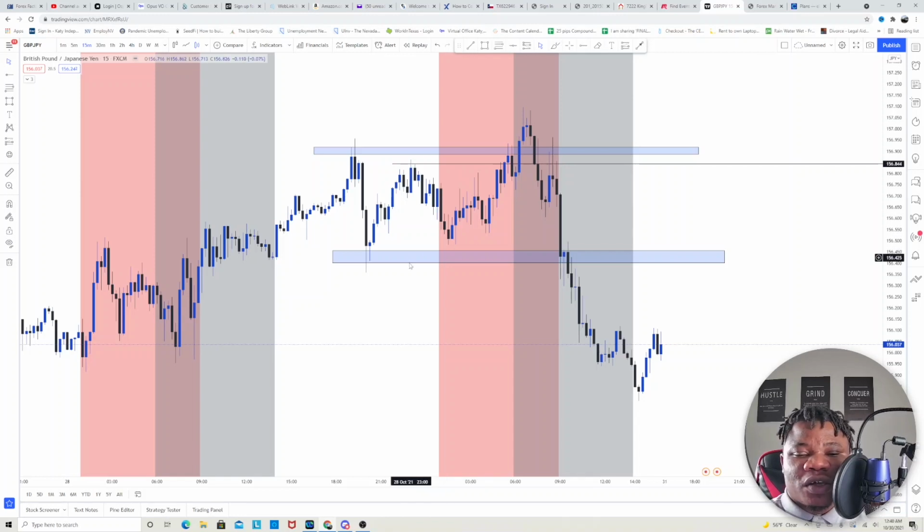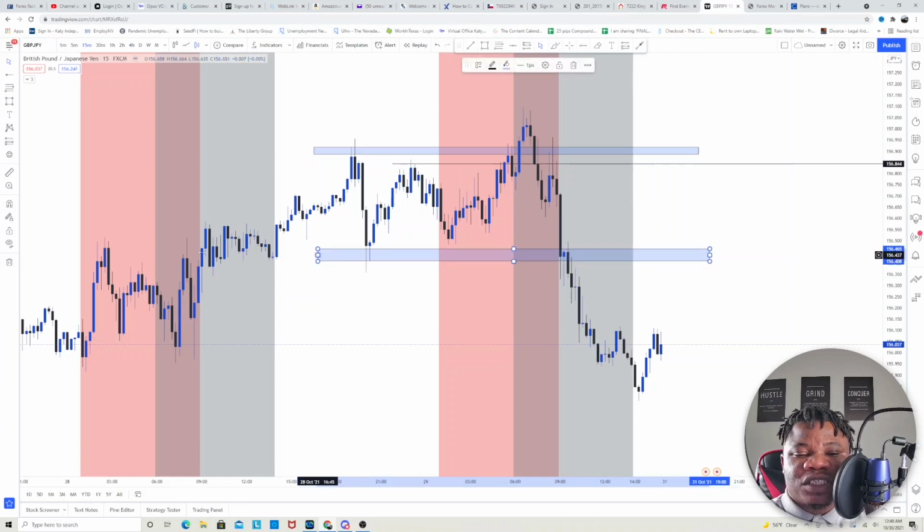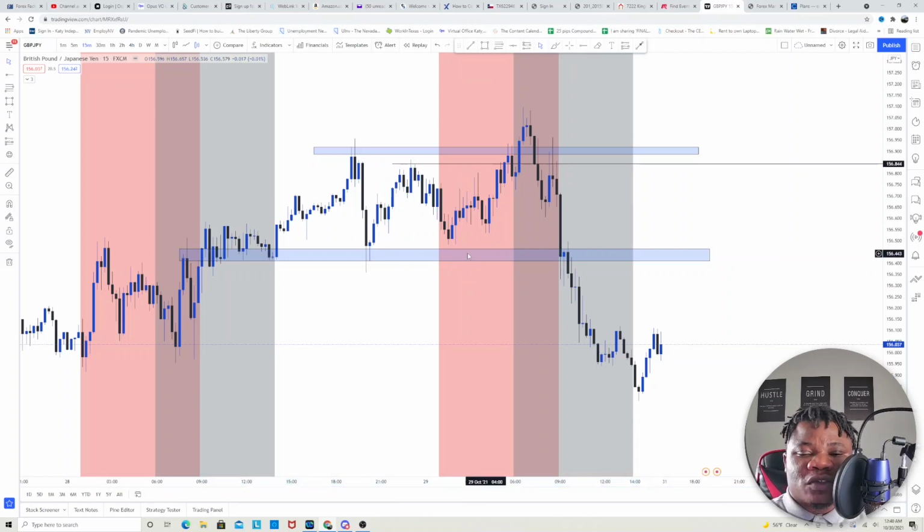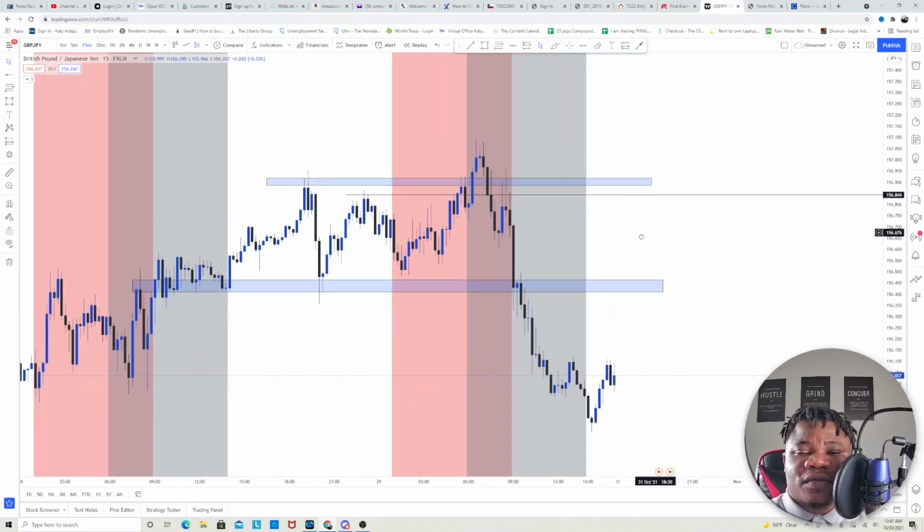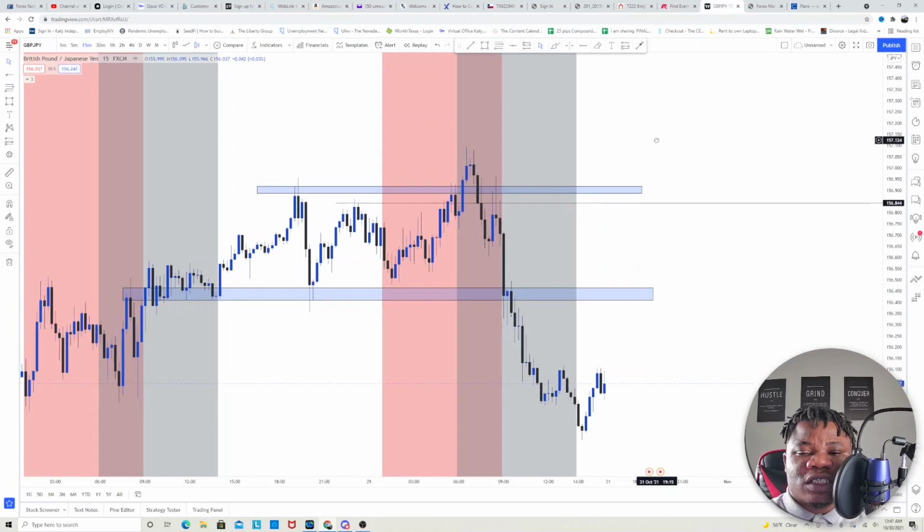Why? Because I would have been expecting price to reject this zone, this previous Asian session low. I would have been waiting for price to reject this zone, but in this case we didn't have any rejection. Price didn't even get to the previous Asian session low. So for me, I'm not going to trade the London session. I'm just going to be waiting for the New York session.